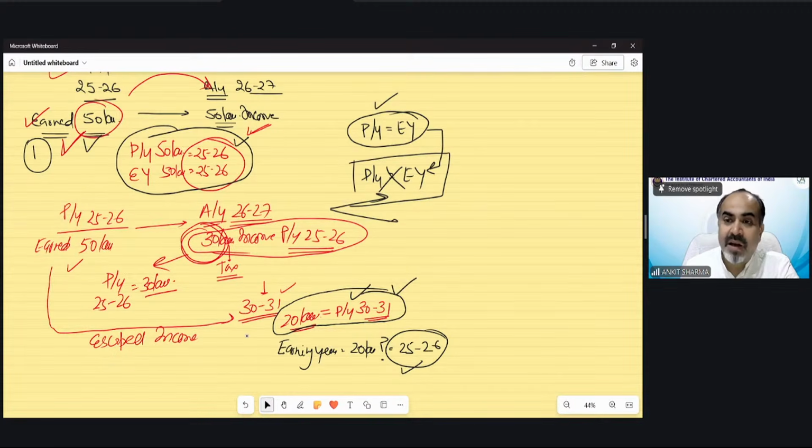Methali is asking, but how does the department find out in which year this was earned? The assessee will explain. How the department will come to know, we will discuss it. We have an example of it. Do not worry about it, students. We have an example.